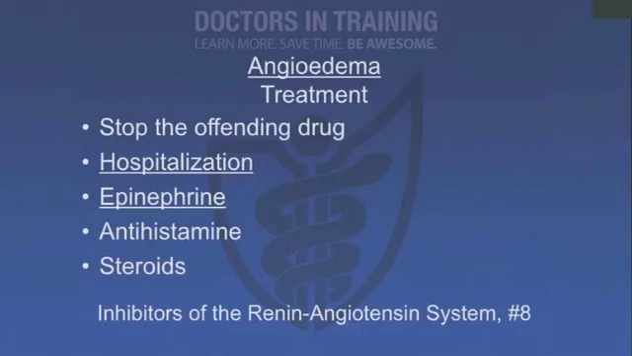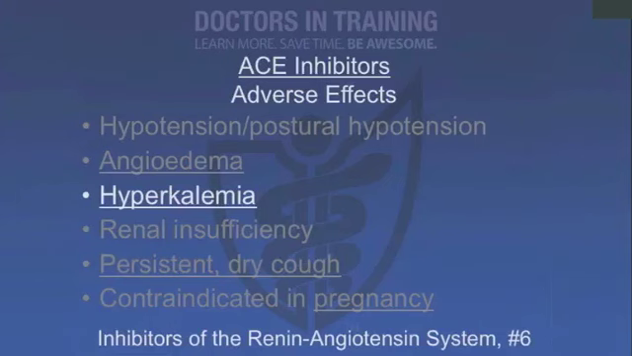Treatment for angioedema often includes hospitalization and treatment with epinephrine and antihistamines, both H1 and H2 blockers. Often we'll treat with steroids to reduce the inflammation, although there's not really a lot of data to support this regimen. But it's one of those things where this is a potentially life-threatening condition. You want to do anything that might be beneficial to the patient. So that's it on angioedema, but we have a few more adverse effects from ACE inhibitors to discuss. One of them is hyperkalemia. Another is renal insufficiency.